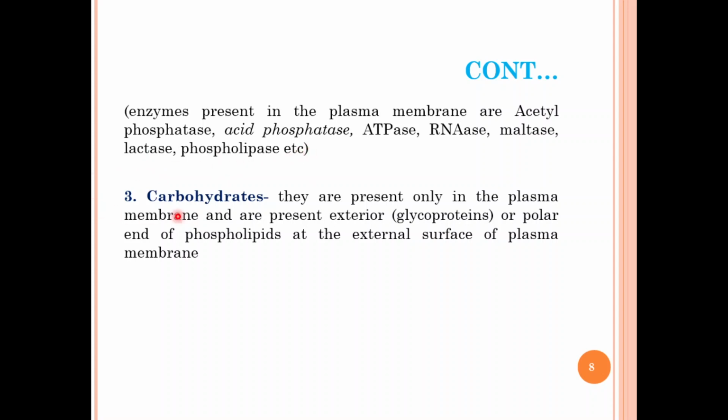The third component which is present in the plasma membrane is carbohydrates. They are present only in the plasma membrane and are present exterior, that is glycoproteins or polar ends of phospholipids at the external surface of plasma membrane. These are present externally on the polar heads. The carbohydrates are attached, and those are called glycoproteins.